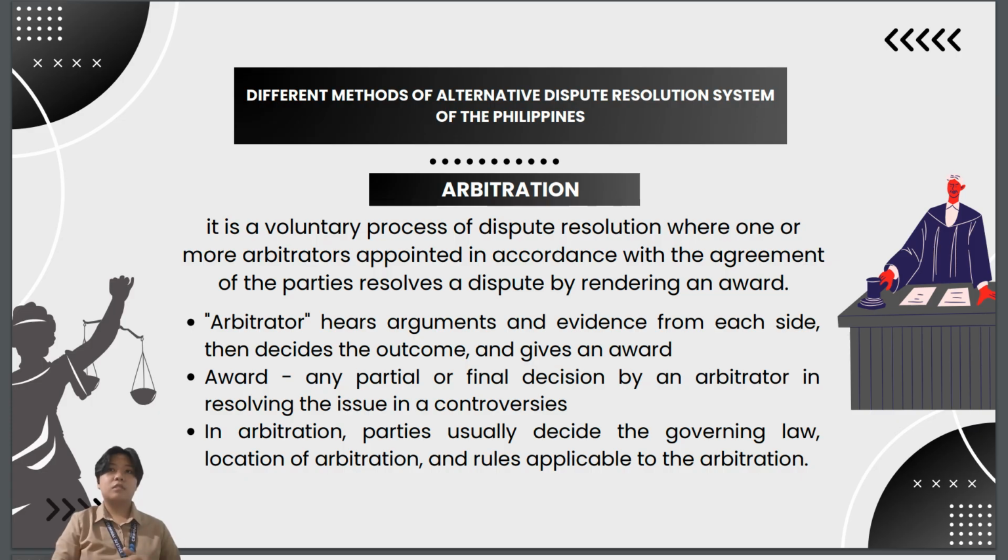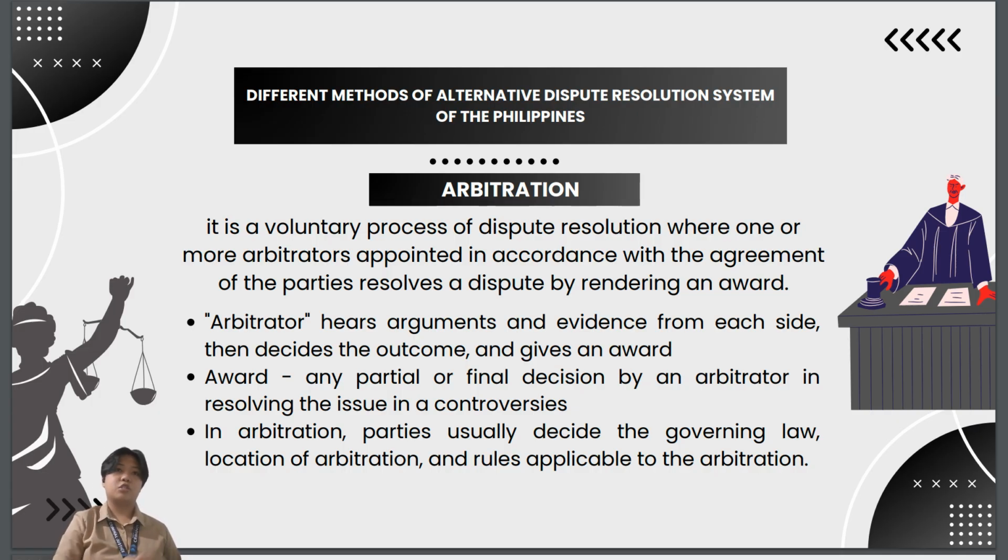Let me first discuss what arbitration is. Arbitration is a voluntary process of dispute resolution where one or more arbitrators appointed in accordance with the agreement of the parties resolve a dispute by rendering an award. Basically, in arbitration, we have what we call the arbitrator, and the role of the arbitrator is to hear arguments and evidence from each disputing party. After hearing the arguments and gathering evidence from both parties, the arbitrator now has the power to render judgment or an award, and this award is final and binding. The parties must conform to this judgment.